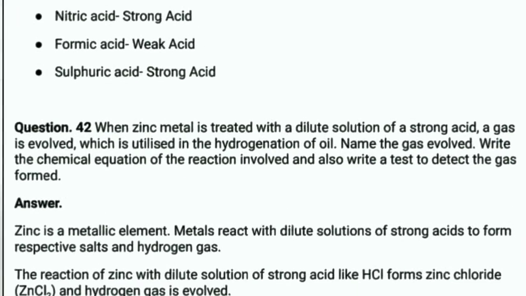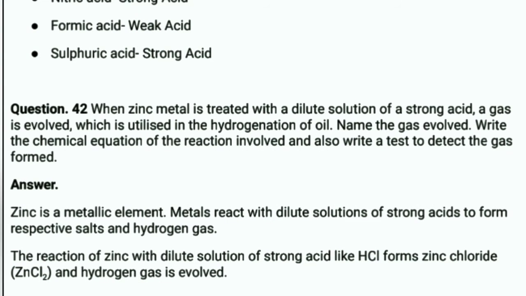Question: when zinc metal is treated with a dilute solution of a strong acid, a gas is evolved which is utilized in the hydrogenation of oil. Name the gas evolved, write the chemical equation of the reaction involved and also write a test to detect the gas formed. Zinc is a metallic element.